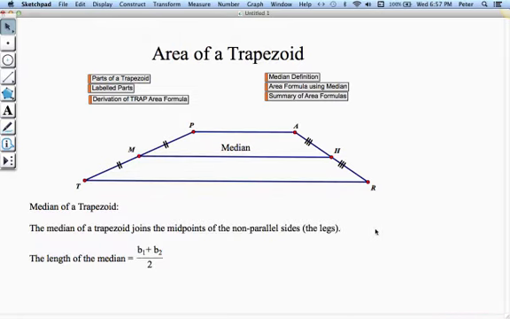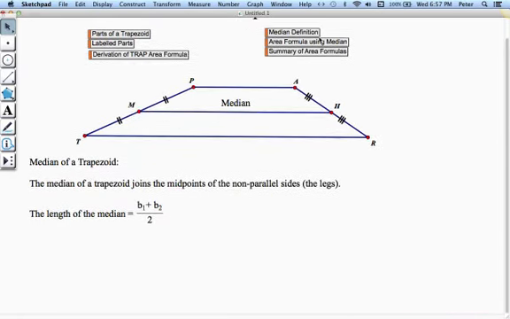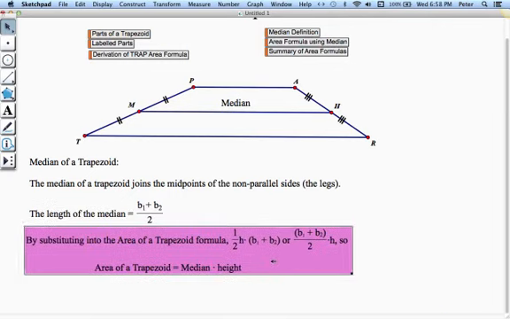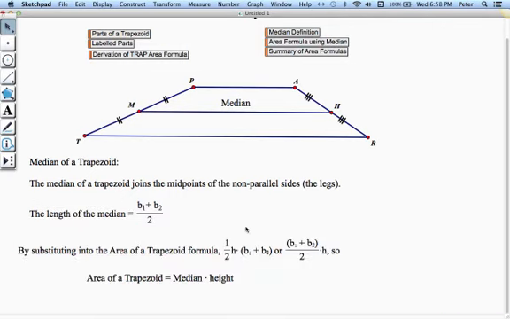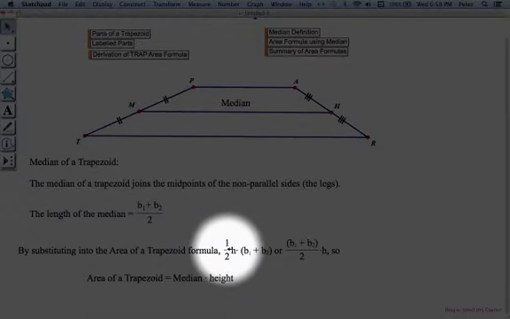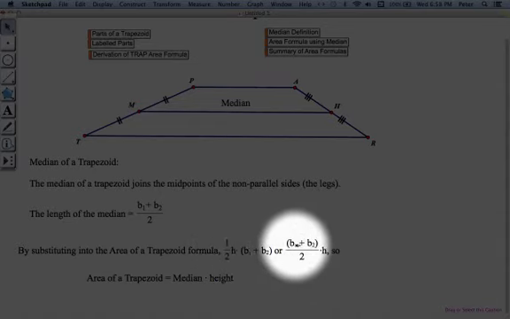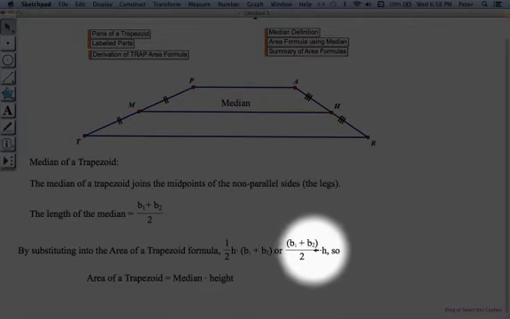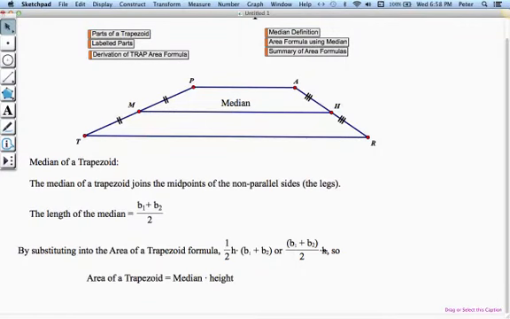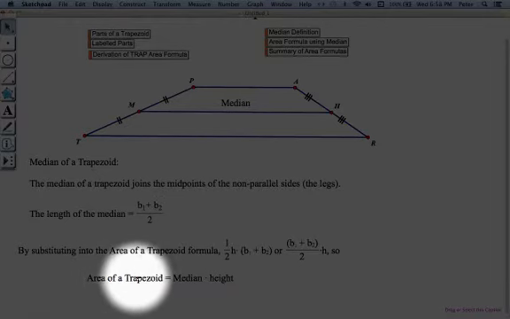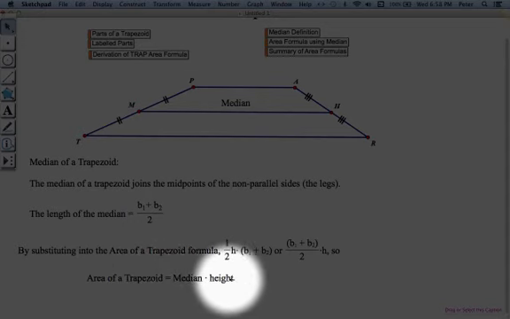Well, let's take a look then at the formula for the area of a trapezoid when we bring in the median. Because you'll recall that from what we just saw, the area of a trapezoid is 1/2 height times b1 plus b2, or it's sometimes written as b1 plus b2 over 2 times the height. Now, this first part of the formula is just like the length of the median. So I can rewrite the area of a trapezoid equals median times height.